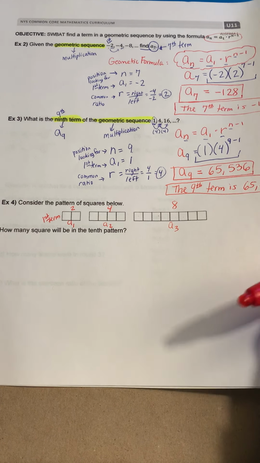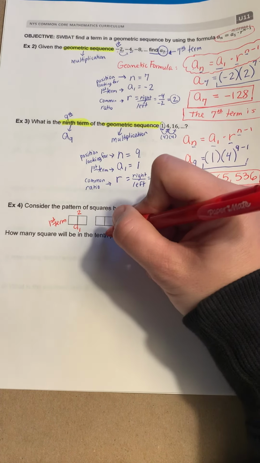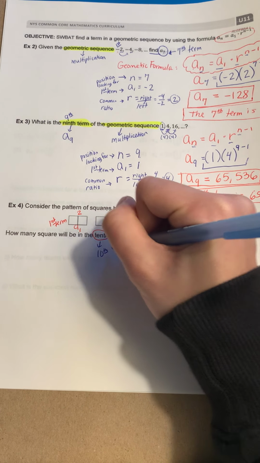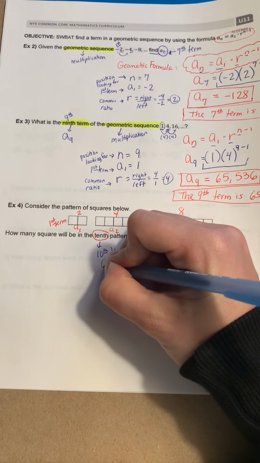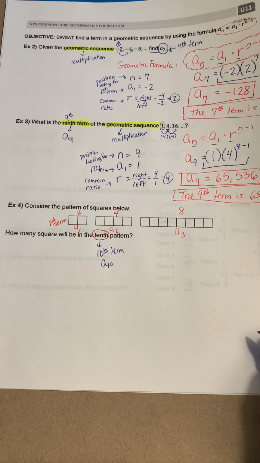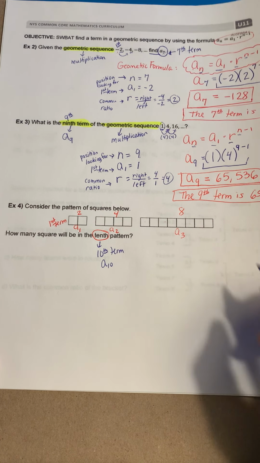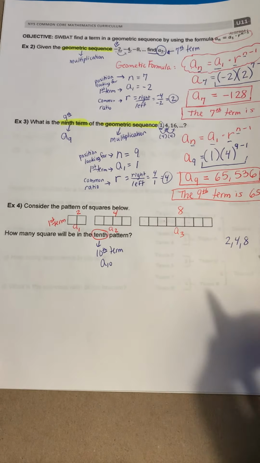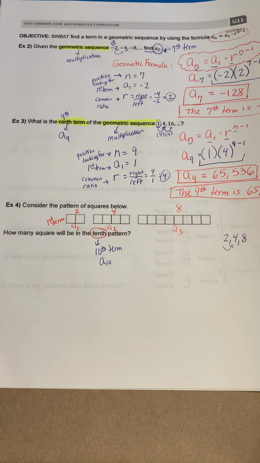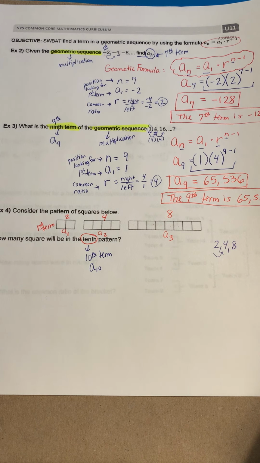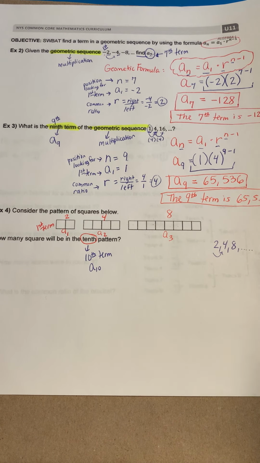They want to know how many squares will be in the 10th pattern. The 10th pattern is like saying the 10th term, or a sub 10. So, I need to look at my pattern. It goes 2, 4, and then 8, right, from my squares. So to get from 2 to 4, I don't really know if it's geometric or arithmetic yet. They didn't tell me. So I need to figure out, well, am I multiplying in this pattern? Or am I adding in this pattern?